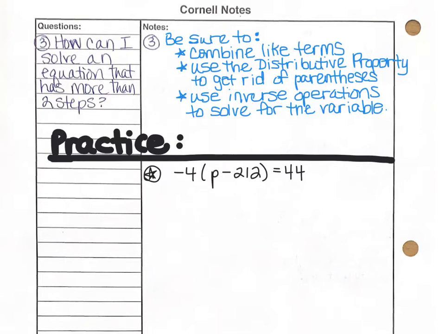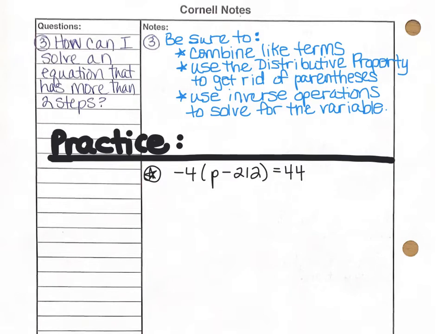Let's work through a problem together to apply that distributive property. The first thing that we do is we look for any like terms that we might be able to combine. In this problem, there are no like terms within the parentheses, and there's nothing that you can do outside of those parentheses to make this any simpler. So we simply have to apply that distributive property.